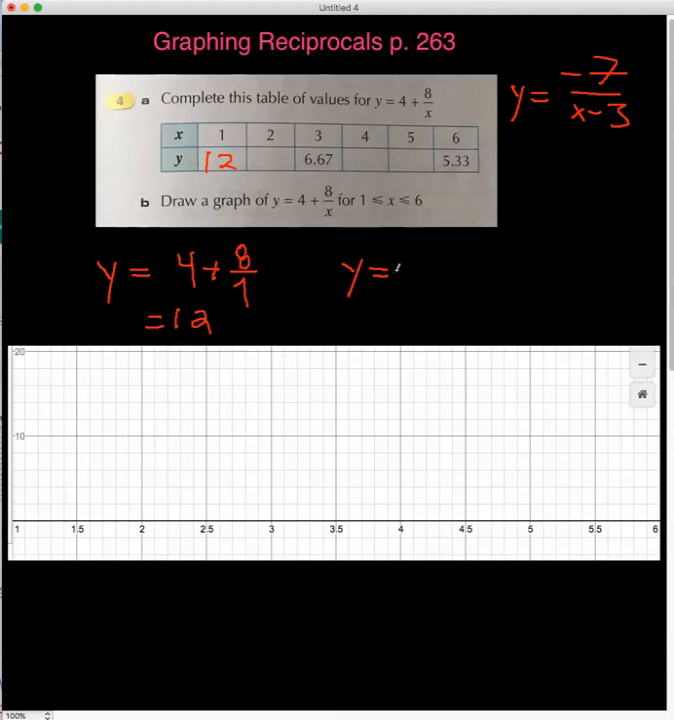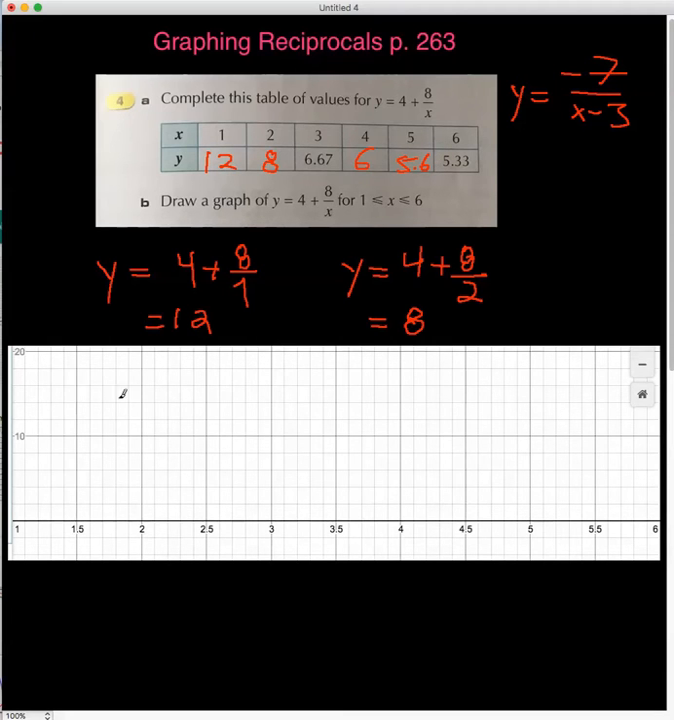I can do one more. y is equal to 4 plus 8 divided by, in this case, 2. And so that's 4 plus 4, so this is 8 in this case here. Okay, and if we go and look at some of the other values, for x is equal to 3, it is 6.67. For x is equal to 4, we have the value of 6. I'm using my calculator. For x is equal to 5, I get 5.6. And finally, we have the last value for x is equal to 6, which is 5.333.